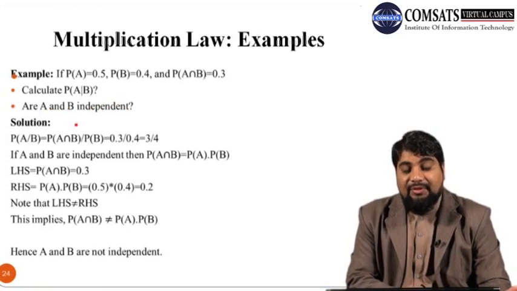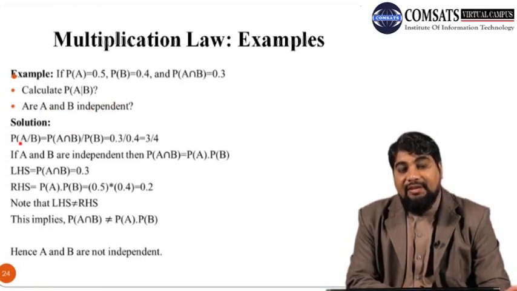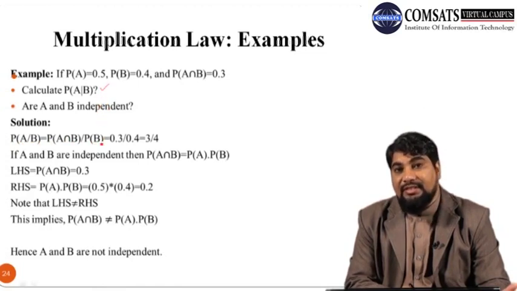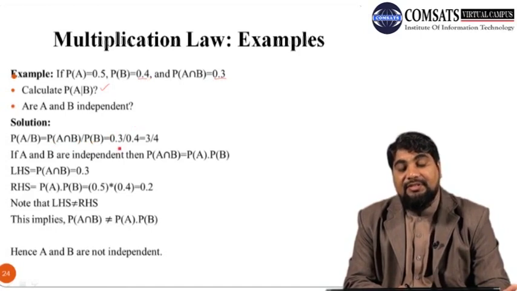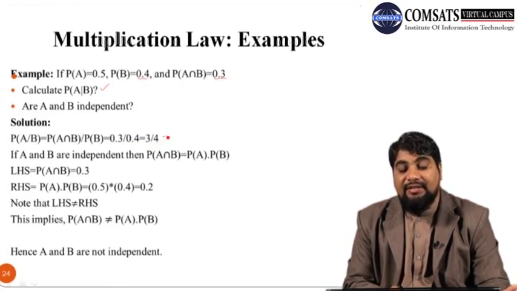We know that P of A given B is P of A intersection B divided by P of B. So in order to calculate P of A given B, we just use this relation. P of A intersection B is given as 0.3 and P of B is given as 0.4. So 0.3 divided by 0.4 gives 3/4, or 0.75, or 75%.